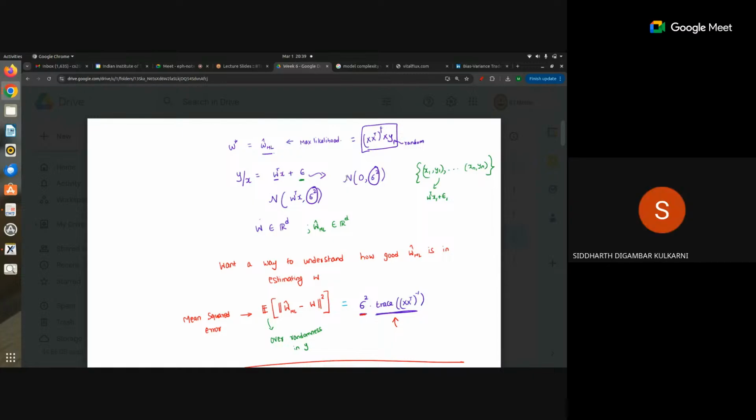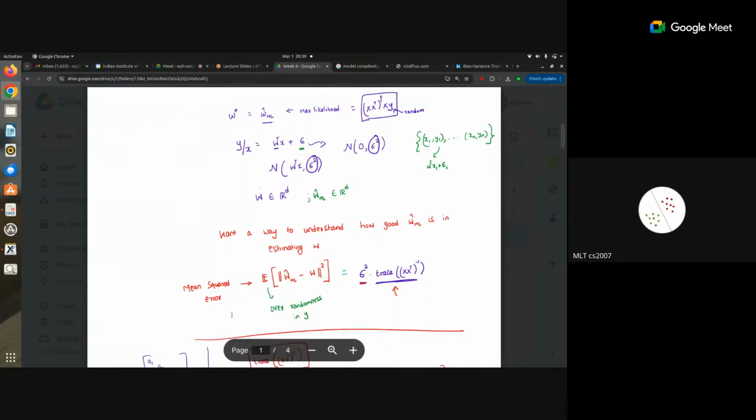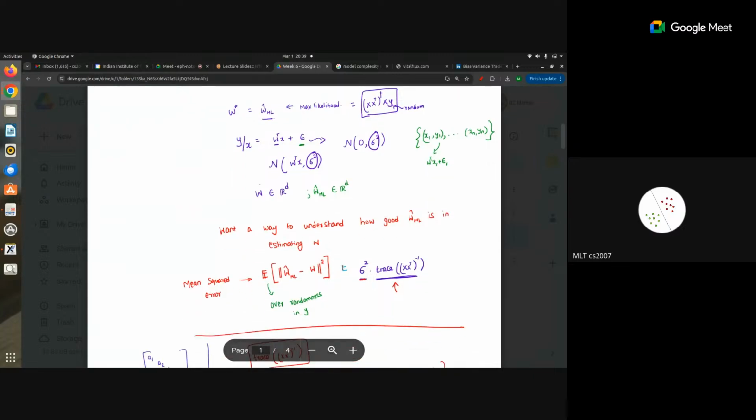Yes. So how will you say which is the best W at ML? What you have to do is collect different data sets, find out their values, and then find out the expected value. So you'll get some distribution, right?